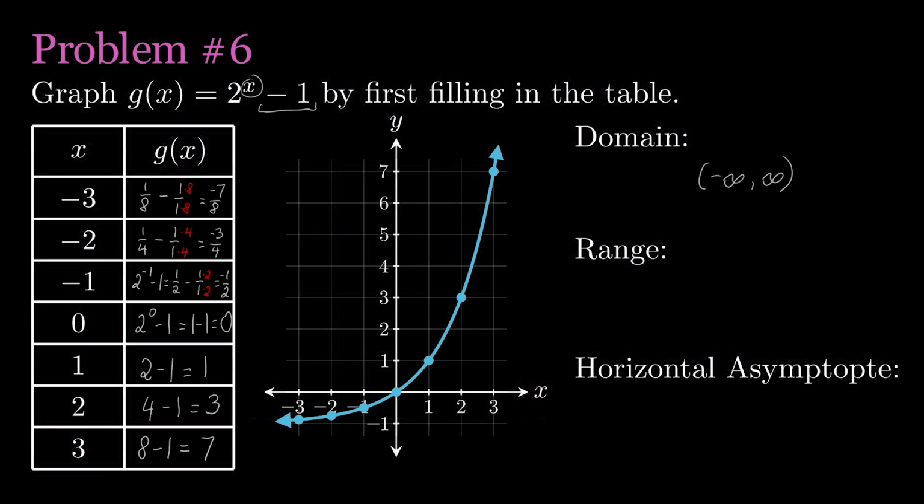For the range, we scan the graph vertically to check what y coordinates of the points on the graph, that means values of the function, we have. It looks like the graph here at the bottom is tending towards the value of negative 1, never reaching it, so it will be from negative 1 then up to infinity, open. And horizontal asymptote is the horizontal line over which the graph is hovering, and it looks like in here it's below the x-axis at the level of negative 1, so it's y equals negative 1.